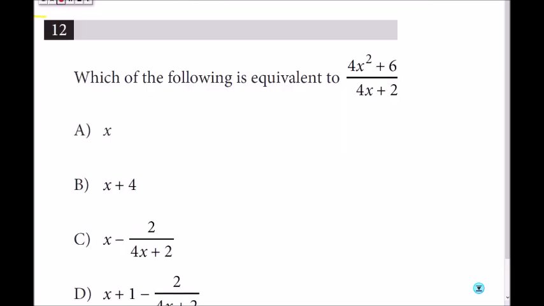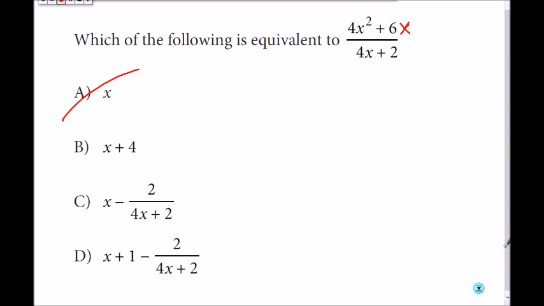12. Which of the following is equivalent to 4x squared plus 6x? I think when I copied it, it cut off the x. So it can't be x, as you can see. 4x plus 4, probably not. But it seems like you have to do long division to change the equation into this compounded form. So let me do 4x squared plus 6x divided by 4x plus 2. You do the long division.